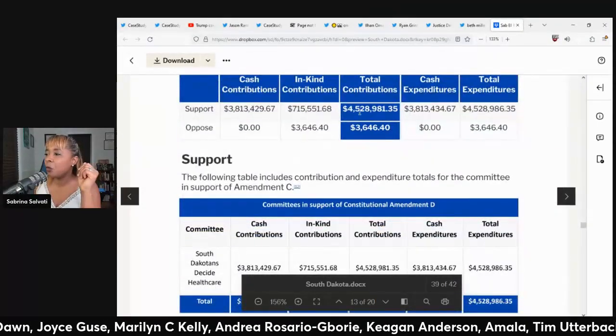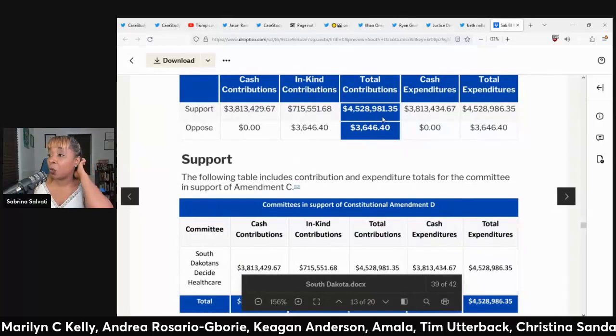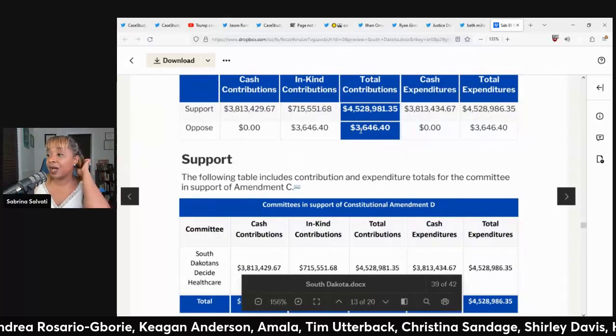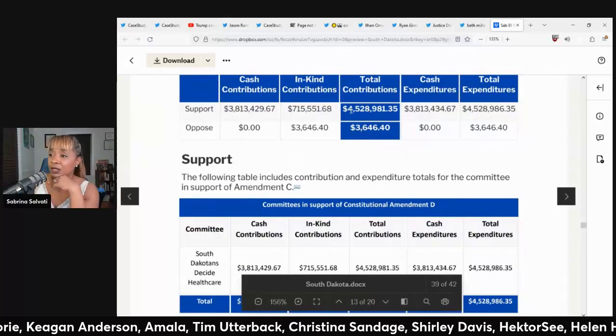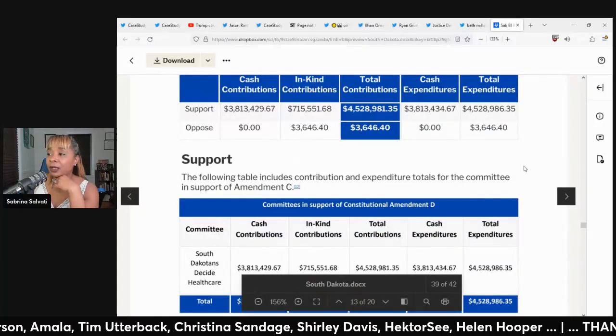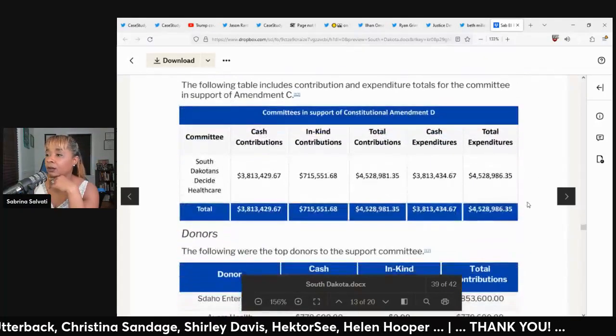There was over $4 million spent to support it and over $3,000 to oppose it. Remember, usually the more money you spend, the more likely it will go that way.